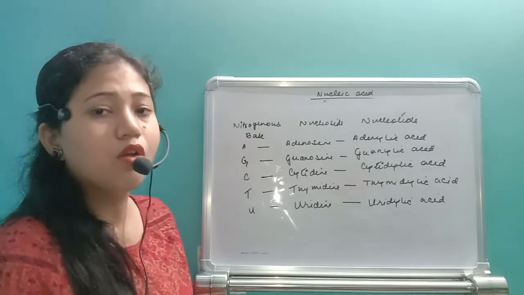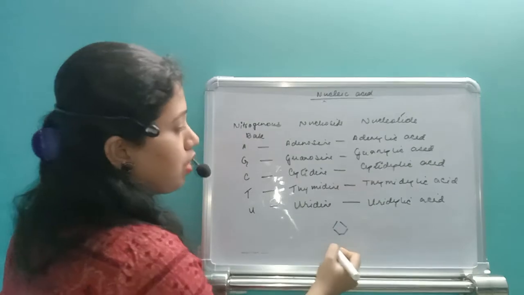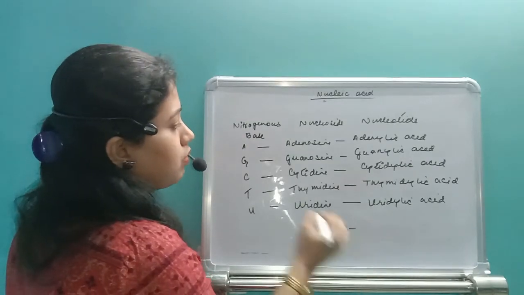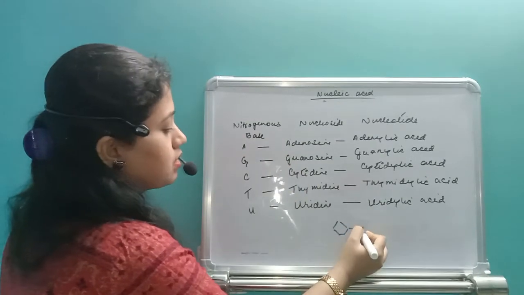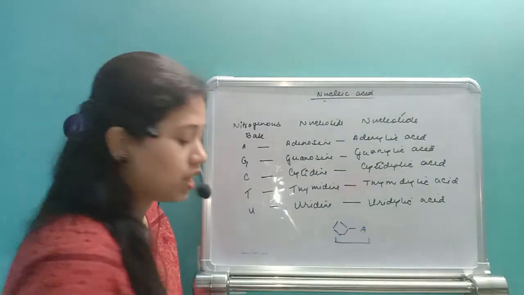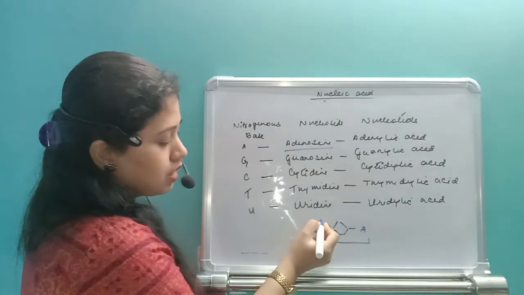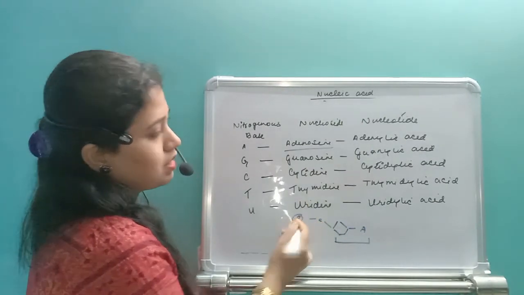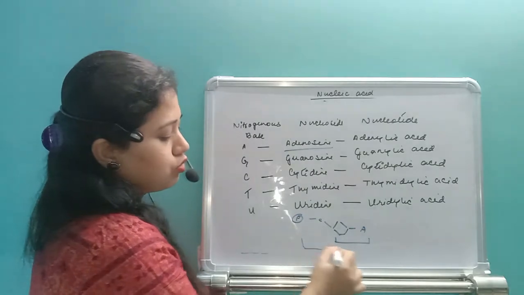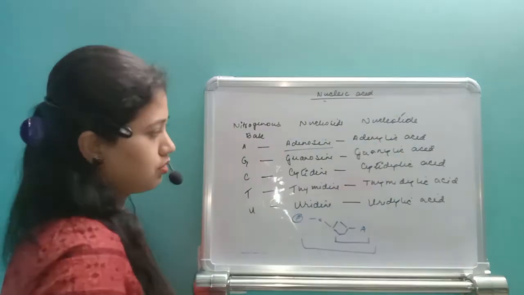After that, see, I have shown here that depending upon the nitrogenous bases, nucleosides and nucleotides are named differently. Suppose this is the pentose sugar. With this pentose sugar, if we have the nitrogenous base adenine, then this will be a nucleoside. So this nucleoside will be called adenosine. And with this fifth carbon atom, if a phosphate group is attached, then this will be the nucleotide. So this nucleotide will be called adenylic acid.